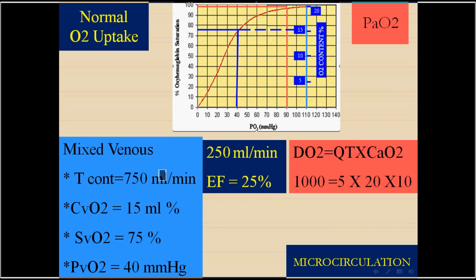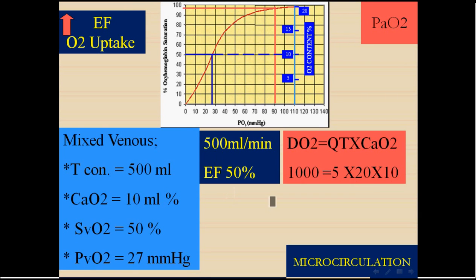This means that the total content per minute on the venous side will be 750. If it is divided, this is the oxygen content. This means divided by 10 and the cardiac output 5, so it will be 15. Then the oxygen dissociation curve will give you the saturation 75 and the pressure, so the mixed venous blood will be 40.